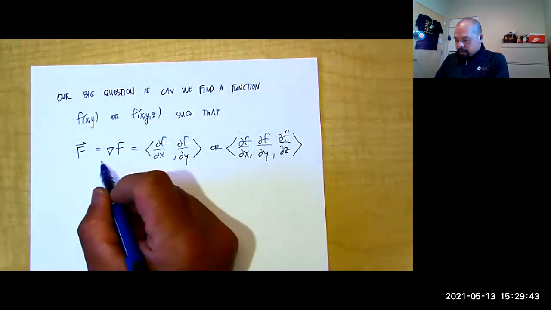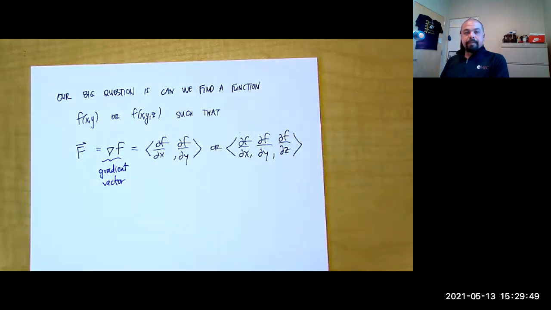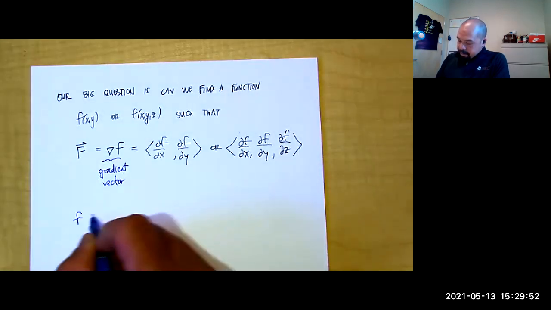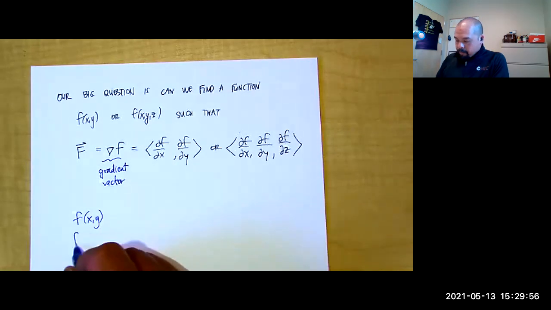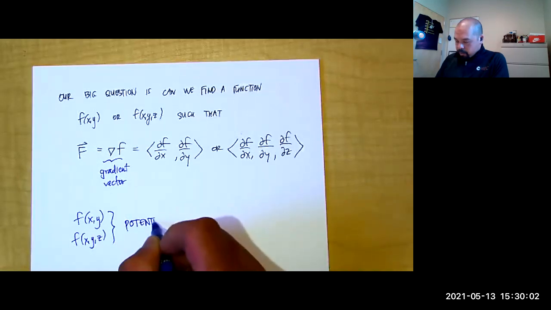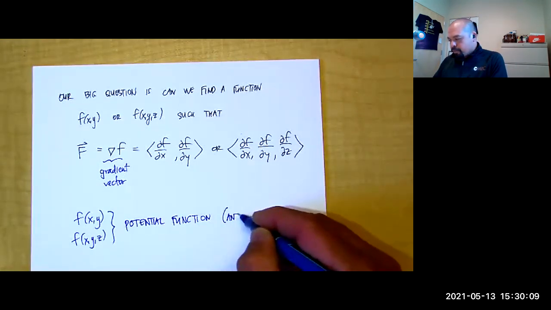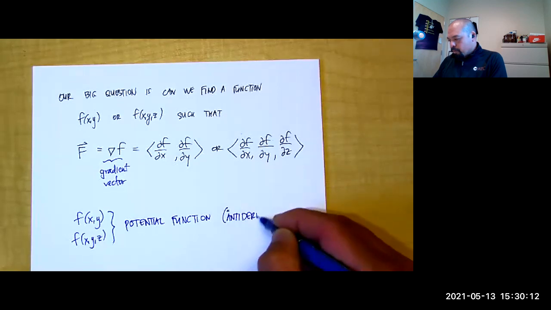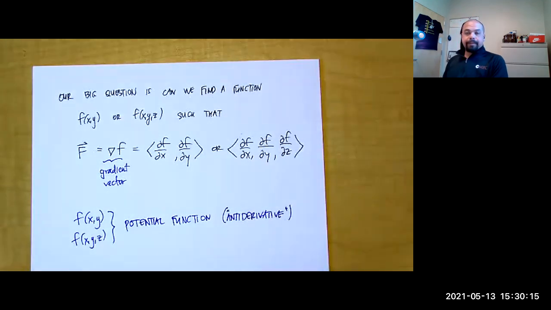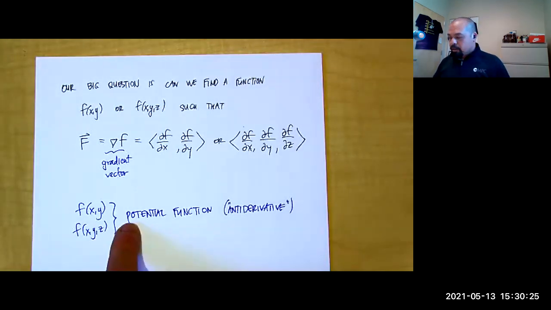And so if this gradient vector is to be that vector field, this function f of x, y or f of x, y, z, we call this our potential function. This is kind of like our antiderivative, if you will, back in 20A. Okay. Here again, thinking about motion, that kinetic energy that we get from this function, this is the potential before we set it into motion. Okay. That kind of idea.